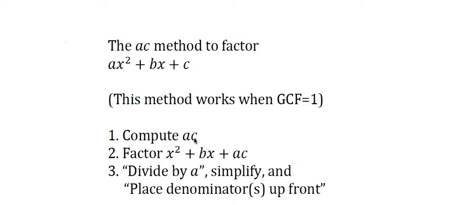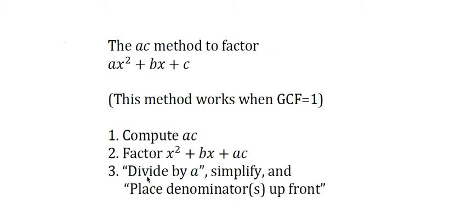Okay, here are the steps. Step 1, you compute the multiplication of the first coefficient times the constant term, AC. Step 2, you factor a polynomial that is gotten by dropping this a. You write just x squared, plus you keep the middle term bx, and then you trade this c for a times c. So you factor this polynomial.